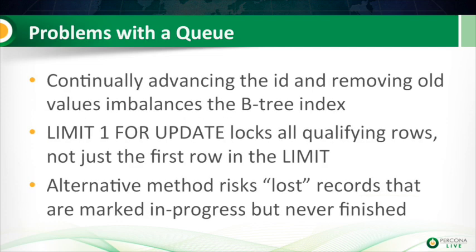As you insert more rows to the table and delete rows off the end, the pattern for the internal B-tree index is that you're continually advancing the ID and removing those on the other side of the B-tree index. And this can actually, over time, cause an imbalance in the B-tree. The B-trees are designed to try to stay in balance roughly, but it's still a bit less efficient to be continually growing and pruning that B-tree. It tends to get lopsided.